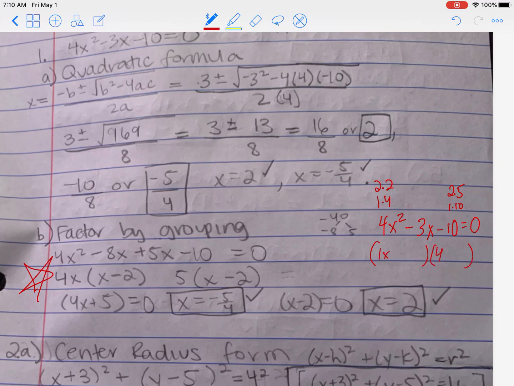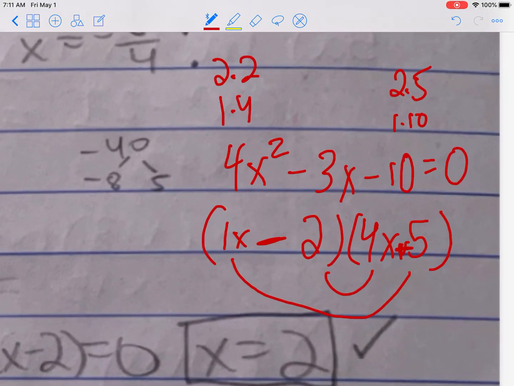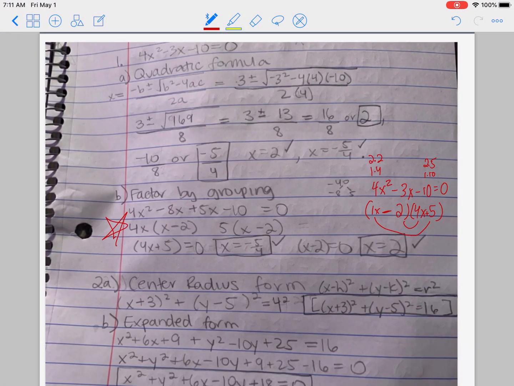So if I chose 1 and 4, I know 4 times the 2 would make 8, and 1 times the 5 would make a 5. So a negative 8 and a positive 5 will give you the same result as doing it by grouping. Eventually, it's supposed to be quicker to do it by guess and check. So that is something you want to consider letting go of grouping. I know factoring is one thing I didn't really do any kind of review on this year. So we'll see if you can do some problems as we move forward.